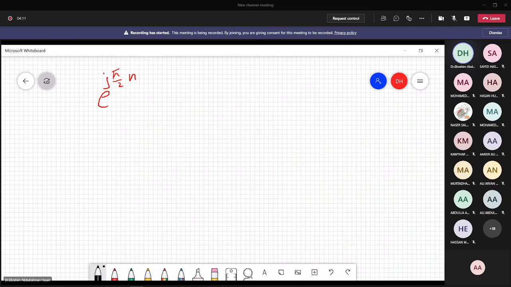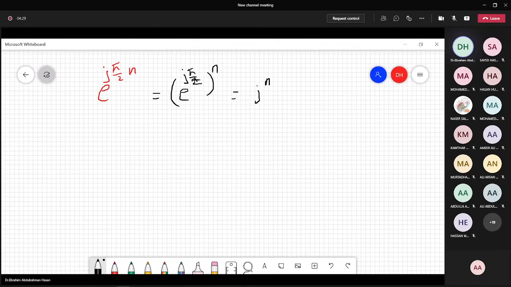Okay. So then this is equal to e to the power of j pi over 2, to the power of n. And we know that e to the power of j pi over 2 is equal to j, to the power of n. Okay, how to write this one?